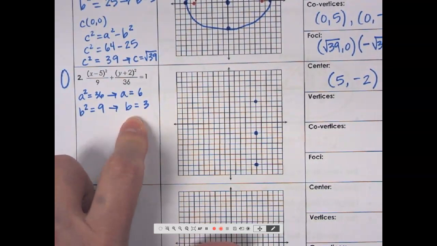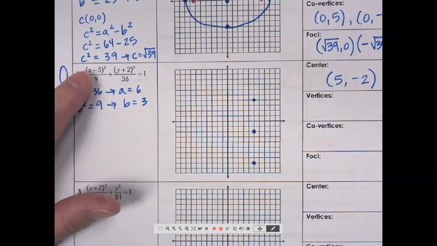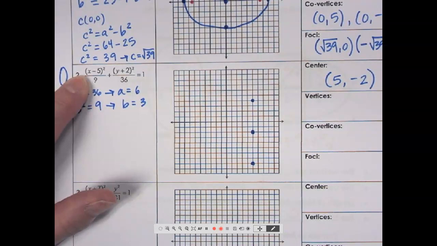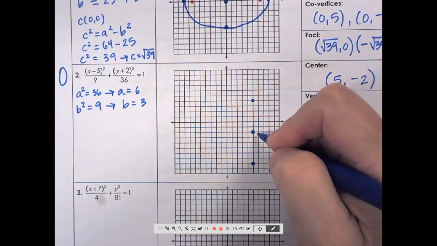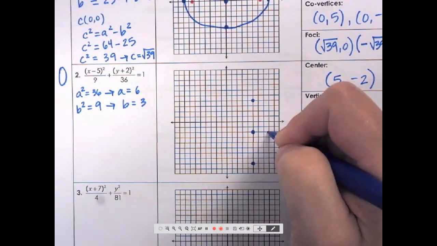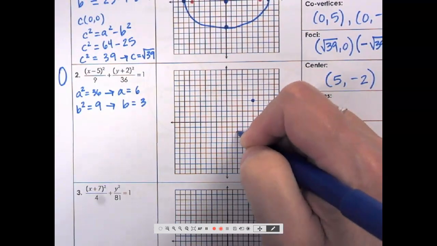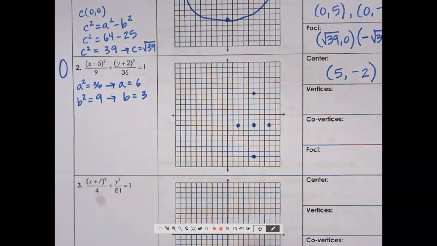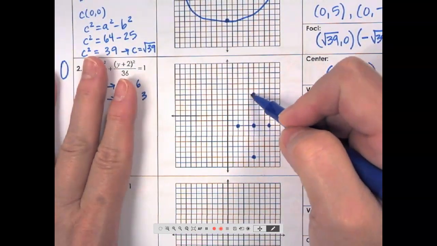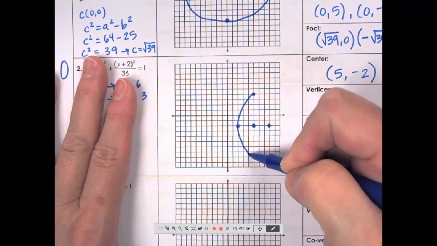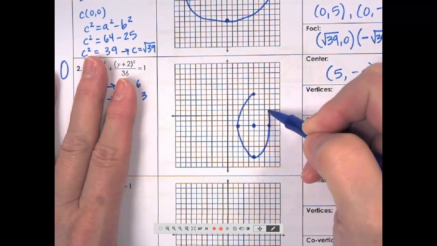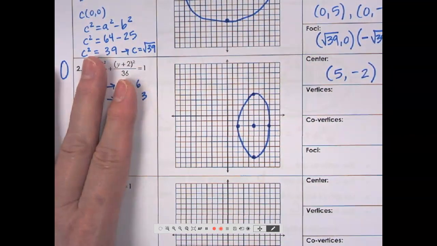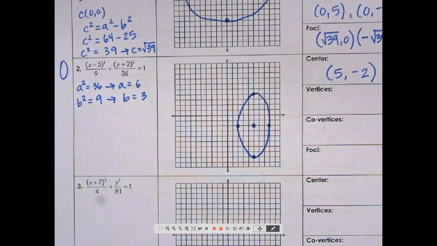Okay, b is 3, but that number came from under the x's. X's go left and right. So from the center, I'll go right 3 and left 3. This one's going to be more narrow, isn't it? And you can see this is going to be vertical, so we'll connect them. So that's our graph.